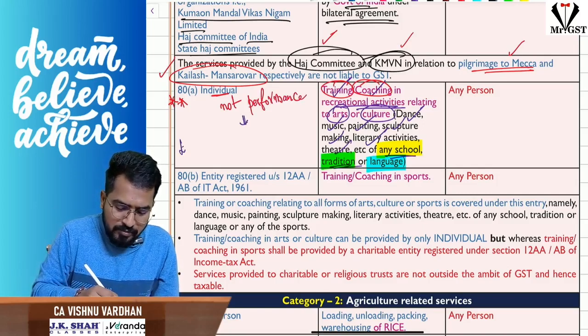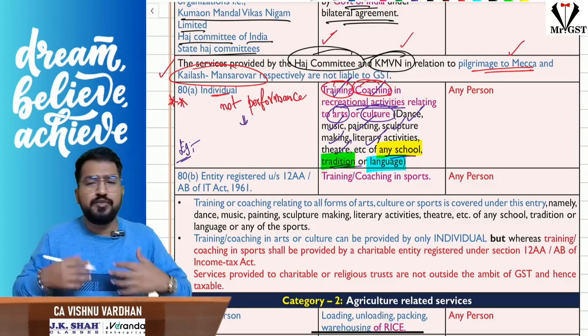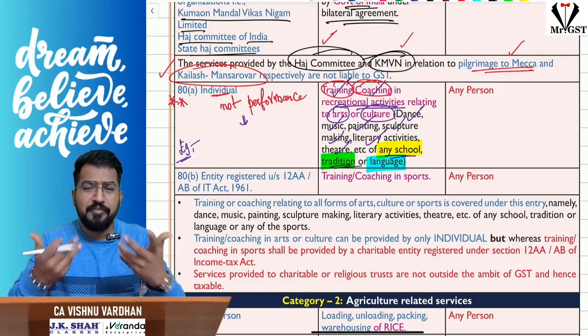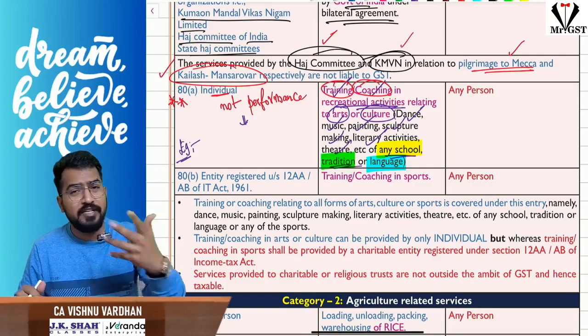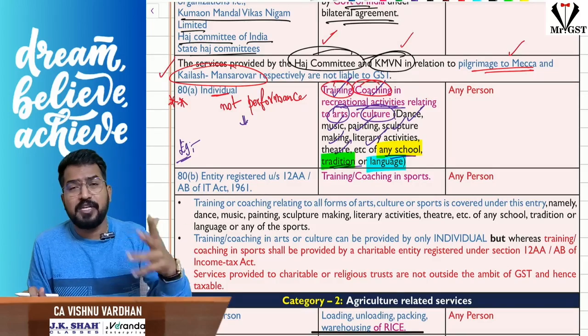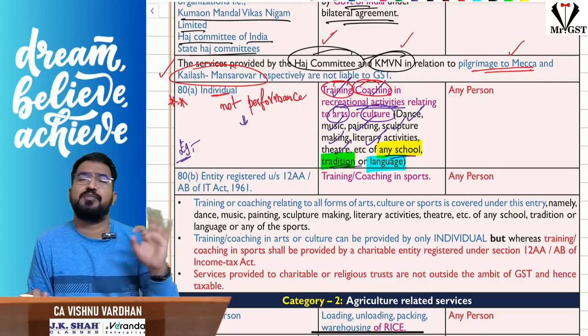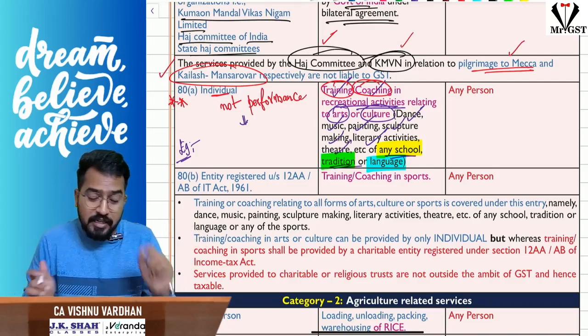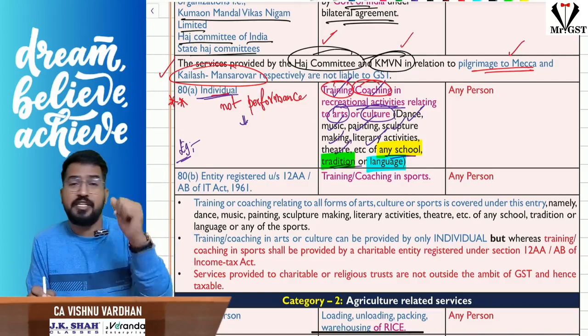Let us assume an example. Vishnu Vardhan is a classical dancer, Bharatanatyam. So I am running a Bharatanatyam dance school. I will teach people how to dance Bharatanatyam. Just 1 lakh rupees per month is the fees. That is exempt under GST. But guys, the supplier should be an individual. That is very important here.